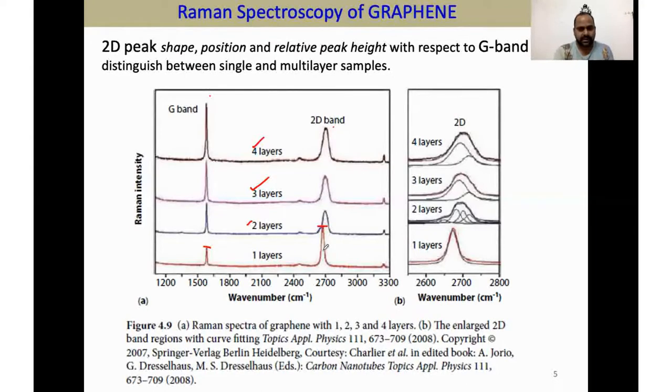Is it? See, compare here. Here this is almost 0.9. See, this G peak intensity is slightly higher. Here, this is almost 70% and this is almost 50%. So if the 2D by G ratio is more than 1, then this is a monolayer.